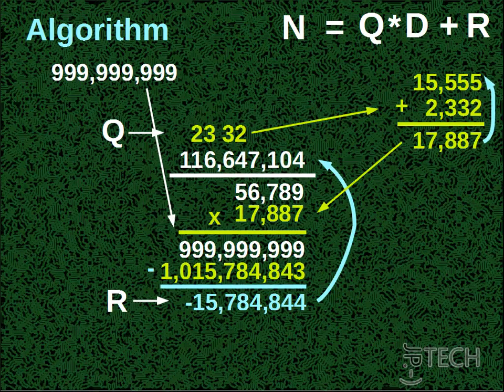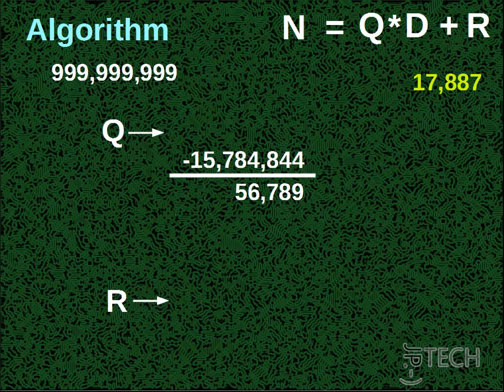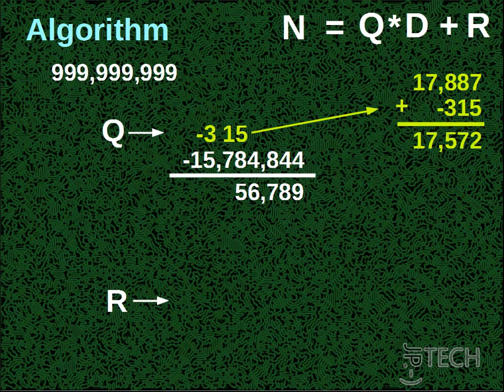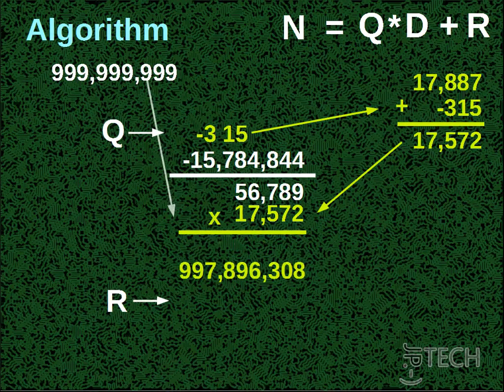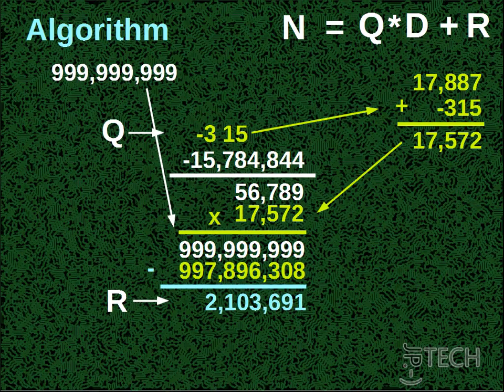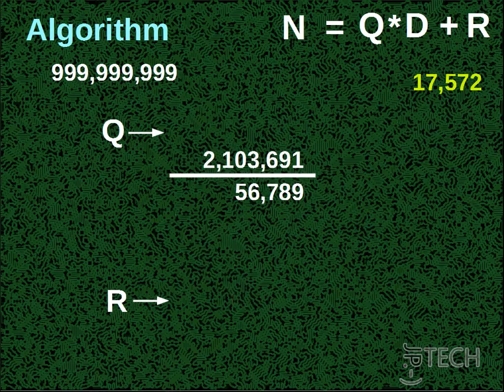Again, we repeat the process. We cancel all but the first digit of the denominator. We divide. Now we have a negative component to add to our quotient candidate. This results in a slightly lower quotient candidate that we substitute back into our algorithm. We multiply by the denominator, we subtract from our numerator, and we come up with a new remainder. We substitute that back into our algorithm and adopt our new quotient candidate. Again, we repeat the process.